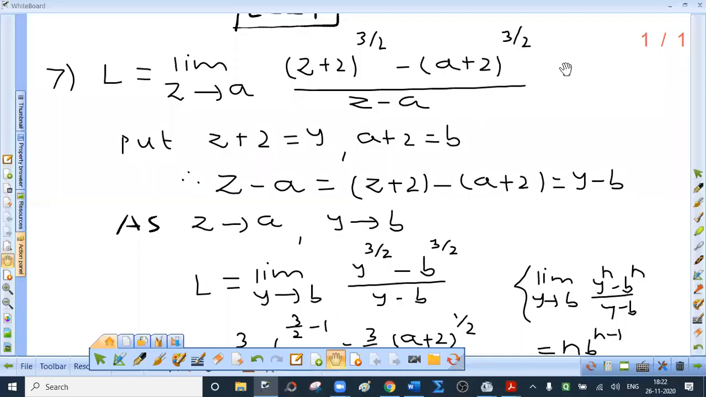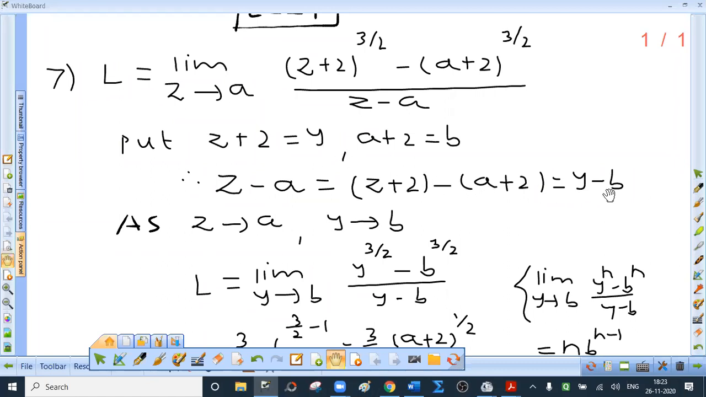Seventh one is again an important one. Limit z tends to a of (z + 2)^(3/2) minus (a + 2)^(3/2) upon z minus a. We have to replace z plus 2 by y and a plus 2 by b. See, denominator z minus a, can I write it as z plus 2 minus a plus 2? Yes, I can check this. Z plus 2, open the bracket, z plus 2 minus a minus 2. Right? So we have written the same in required form. Now I replace this z plus 2 by y and a plus 2 by b.